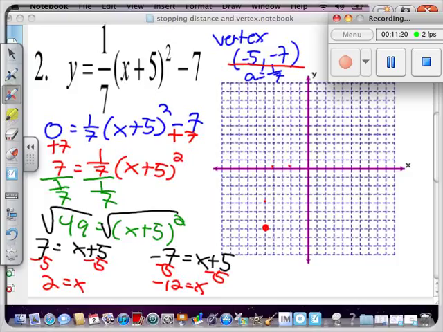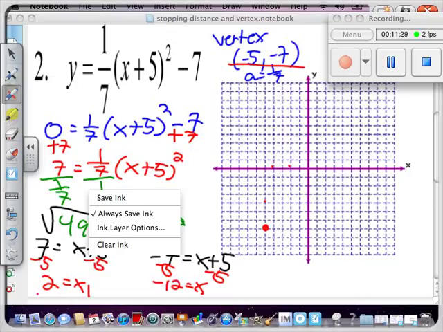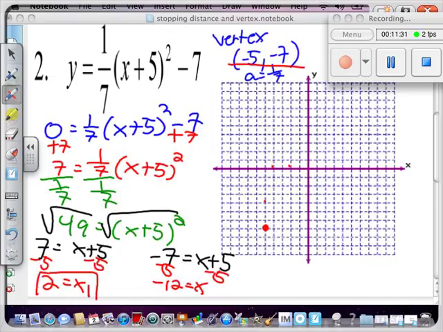Okay. Now, I know my x value is 2. What's my y value? If my x value right here is 2, what is my y value? What did I plug in? 0. So it's 2, 0. If my x value is negative 12, what's my y value? What did I plug in? 0. So I'm just going to go over 12.